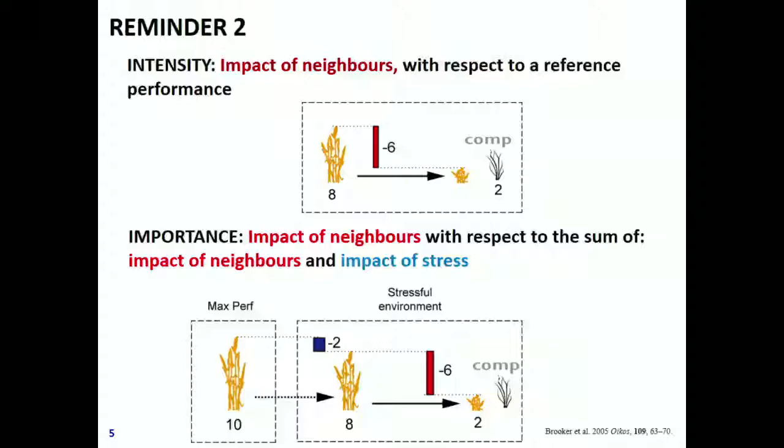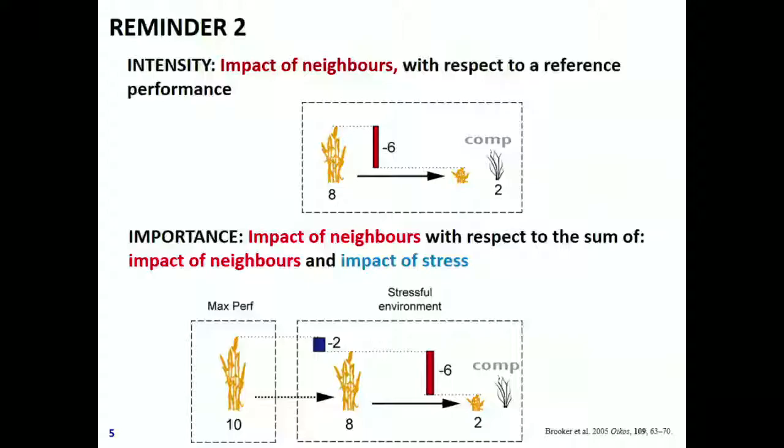And importance wants to put that into the context of other impacts on the plant. So we have the same situation here, a decrease of 6 units because of the neighbor, but we also compare it to the optimal case, with the maximum performance, and we want to put in relation this decrease due to neighbors and the decrease due to all the impact.